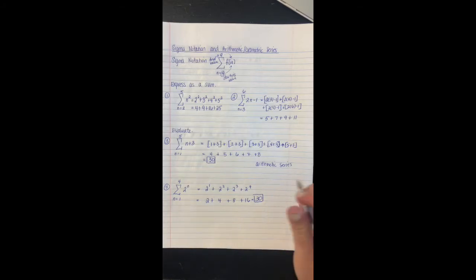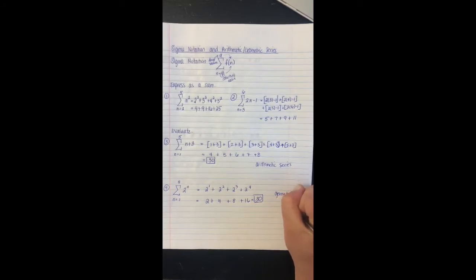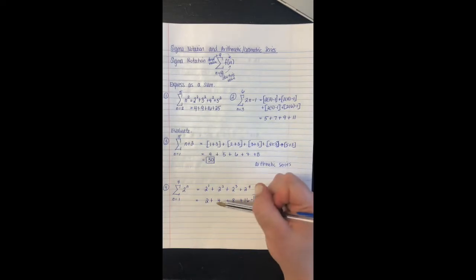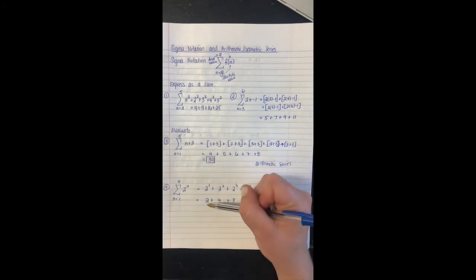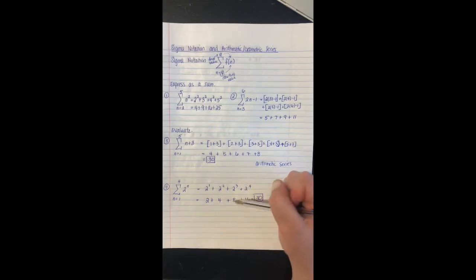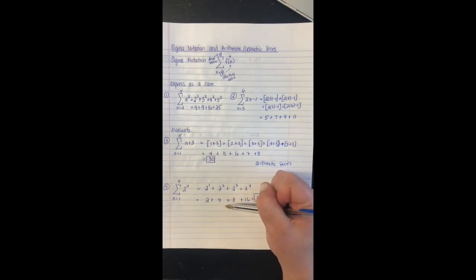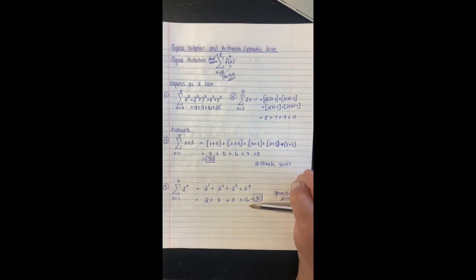What you've actually just found right now is the sum of what we call a geometric series. The reason why is because this is actually a geometric sequence, 2, 4, 8, 16. It's a sequence with a common ratio of 2. 2 times 2 is 4, times 2 is 8, times 2 is 16. So again, that's why it's a geometric pattern, but because we're adding the terms of that pattern together, that's why we refer to it as a geometric series.